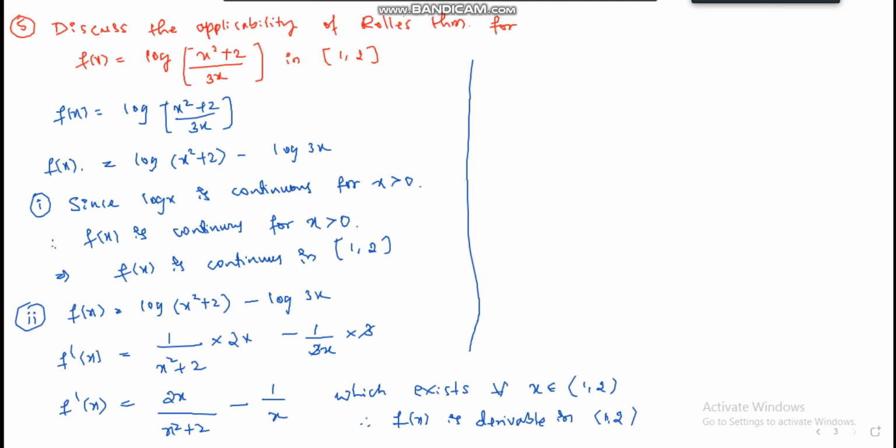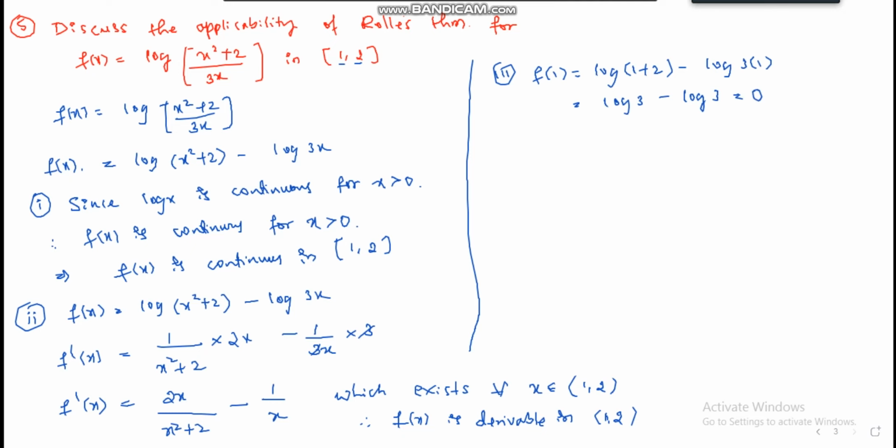So see here, guys, third, we are taking x equal to 1. Just observe f of 1 is equal to, we have two limits now, 1 and 2. First we find f of 1 is equal to log of (1 plus 2), because here they gave x square plus 2, so x square is 1 plus 2, minus log of 3 times 1. Simplify that, we get log 3 minus log 3, so we are getting 0.